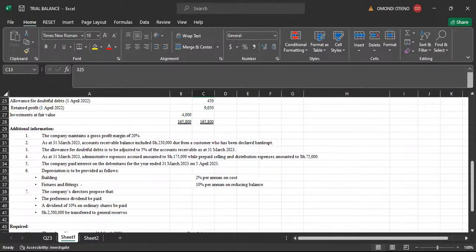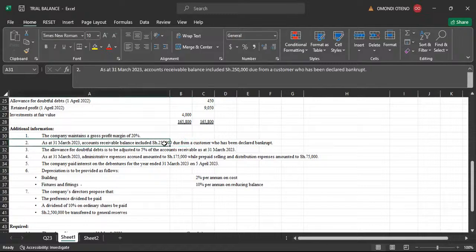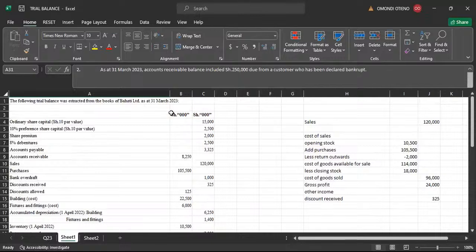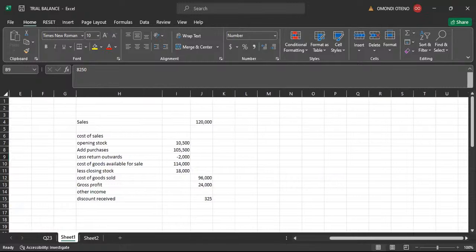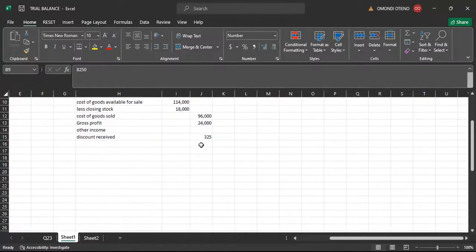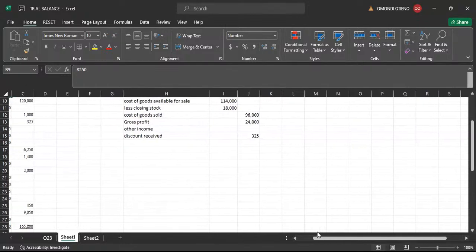So additional information number 2, as at 31st of March 2023, accounts receivable balance included 250,000 due from a customer who has been declared bankrupt. Another thing that we need to take care of, these 250,000, remember up here, they're putting it in thousands. So if you're going to subtract it from the accounts receivable here, you don't subtract 250,000, you subtract 250 from 8250. So you can have T account or just do it directly. Whichever option you pick, you will still be able to calculate that.